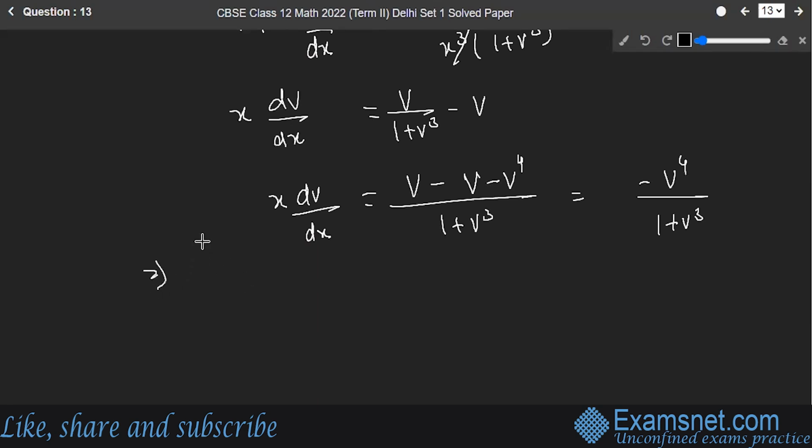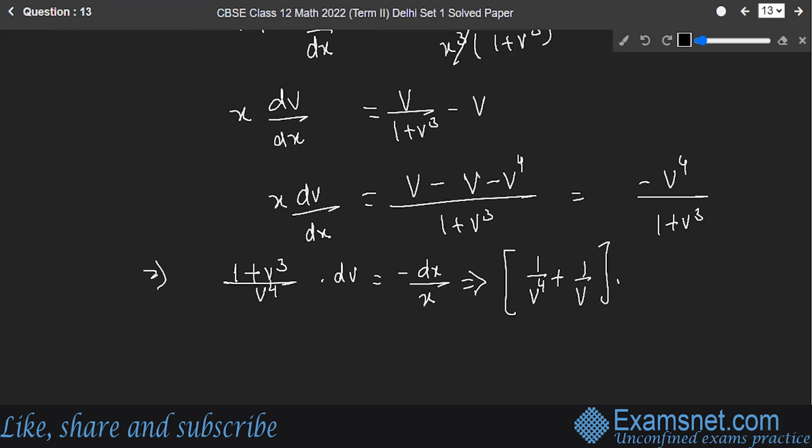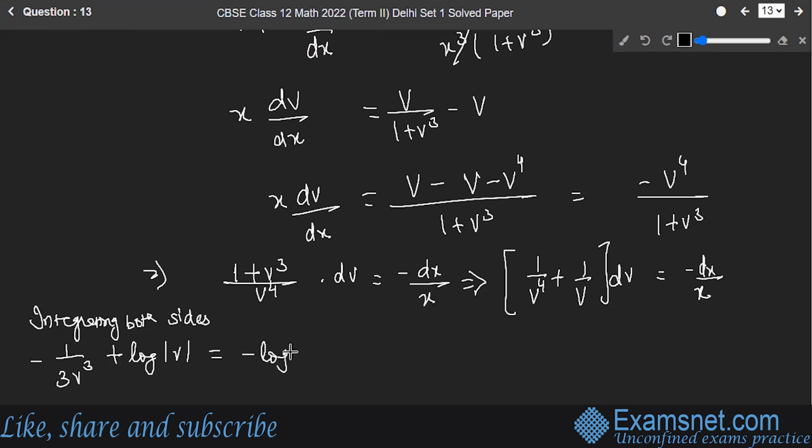Correct? So I'm falling short of space. Fine. Anyways, so this is equal to 1 plus v cube upon v raised to power 4 into dv is equal to minus dx upon x. Hope you're clear till here. Okay. So this gives you 1 upon v raised to power 4 plus 1 upon v dv is equal to minus dx upon x. Now integrating on both sides, what we get is minus 1 upon 3 v cube plus log of v is equal to minus log of mod of x plus c.